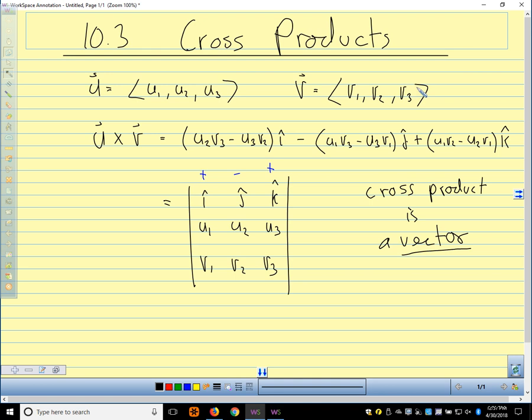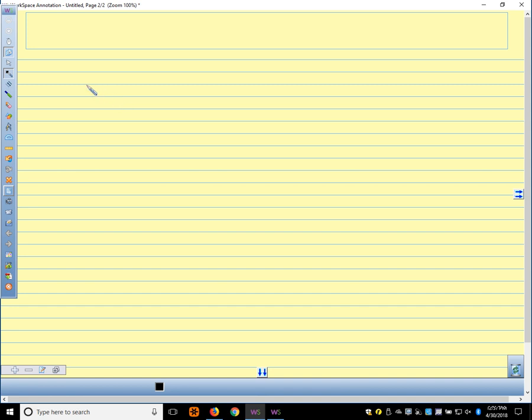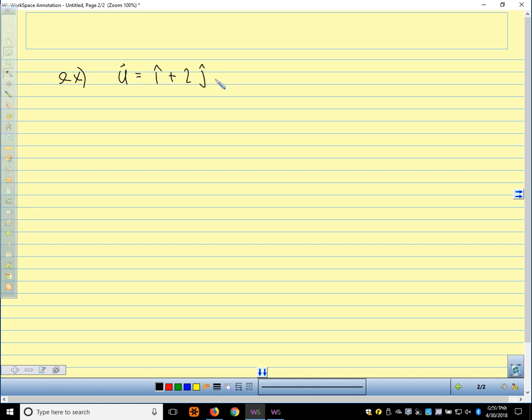So what I want to do is a couple of examples of just calculating a cross product, and then we'll talk about their properties, because the properties are what make them useful and interesting. All right, so let's say that u is the vector i hat plus 2j hat minus k hat, and v is the vector 3i hat minus j hat plus 2k hat.